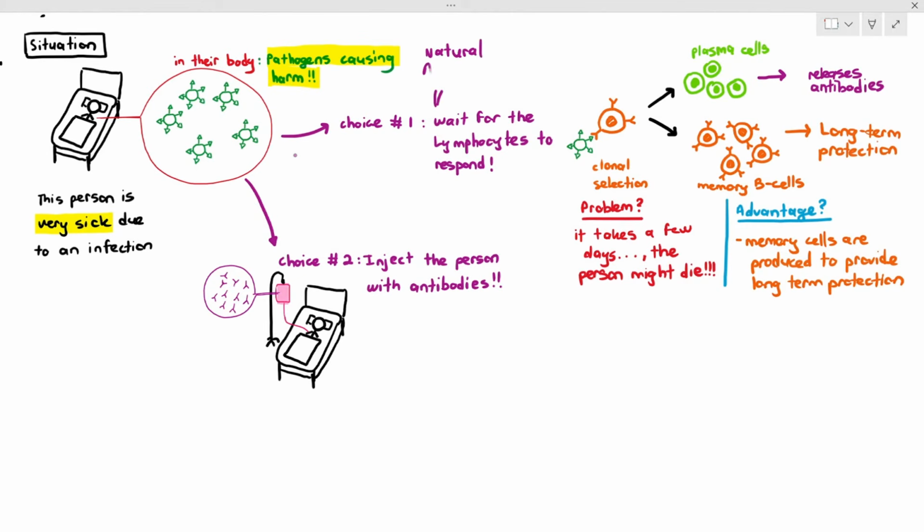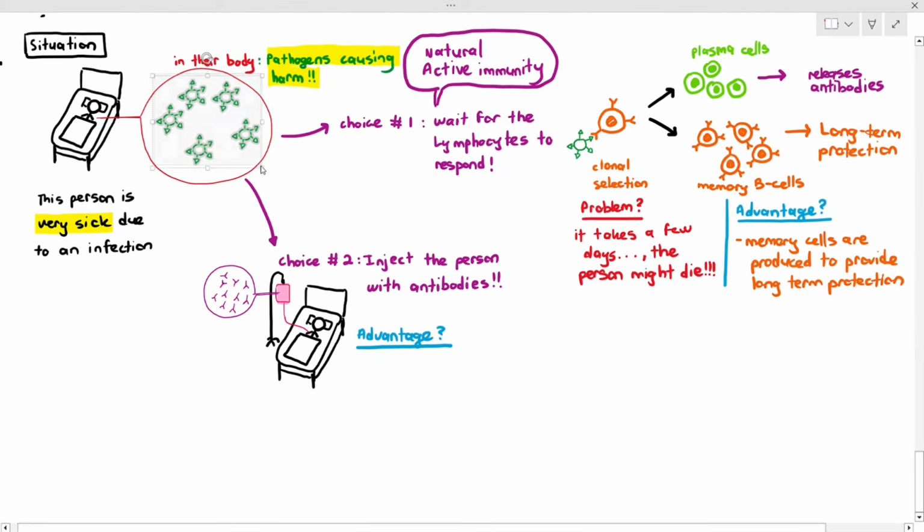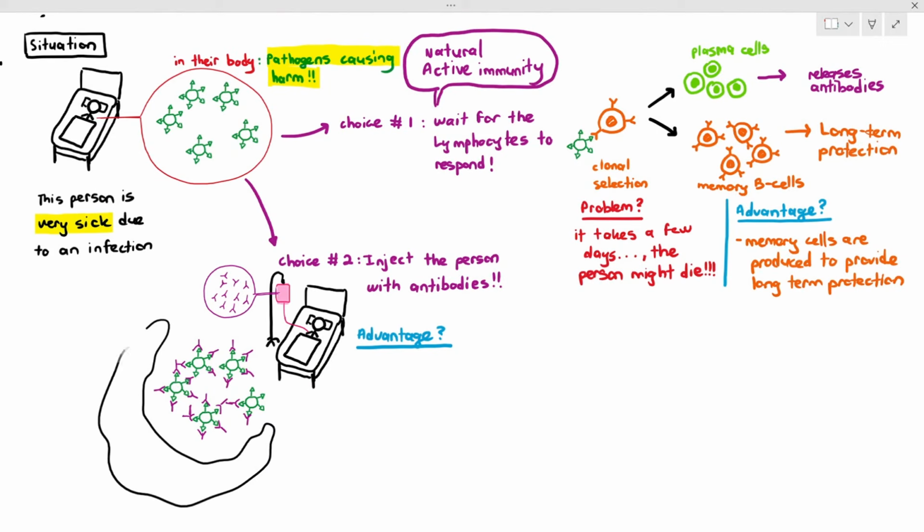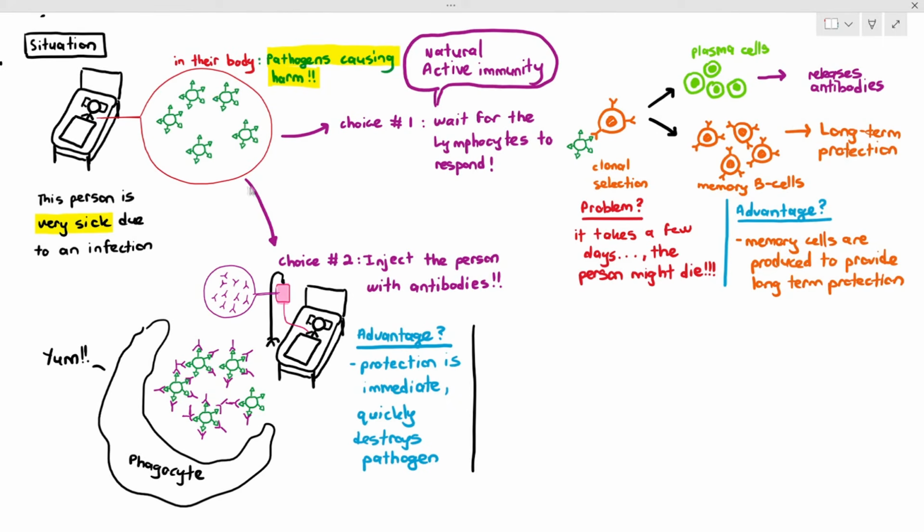But let's say the doctor decides not to wait, and decides to inject the person with antibodies instead, because maybe the person had one foot in the grave already. The doctor was thinking, if we followed choice number one, the person might not actually recover, the person might actually die. So by switching to choice number two, the doctor decided to inject the person with antibodies, and the antibodies will immediately bind to the antigens of the pathogen, and the phagocytes will ingest it. We talked about this in the previous videos. So the advantage here is the protection is immediate. So the patient recovers from the infection, and it quickly destroys the pathogen.